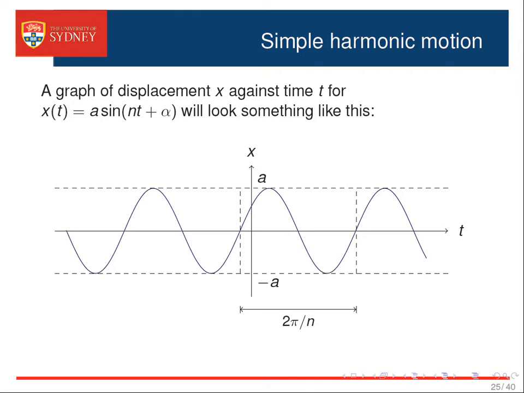The graph of displacement x versus time t will therefore look like this, just the graph of the function x equals a sine(nt plus alpha). At every point t, the x value gives the displacement of the particle from the origin.